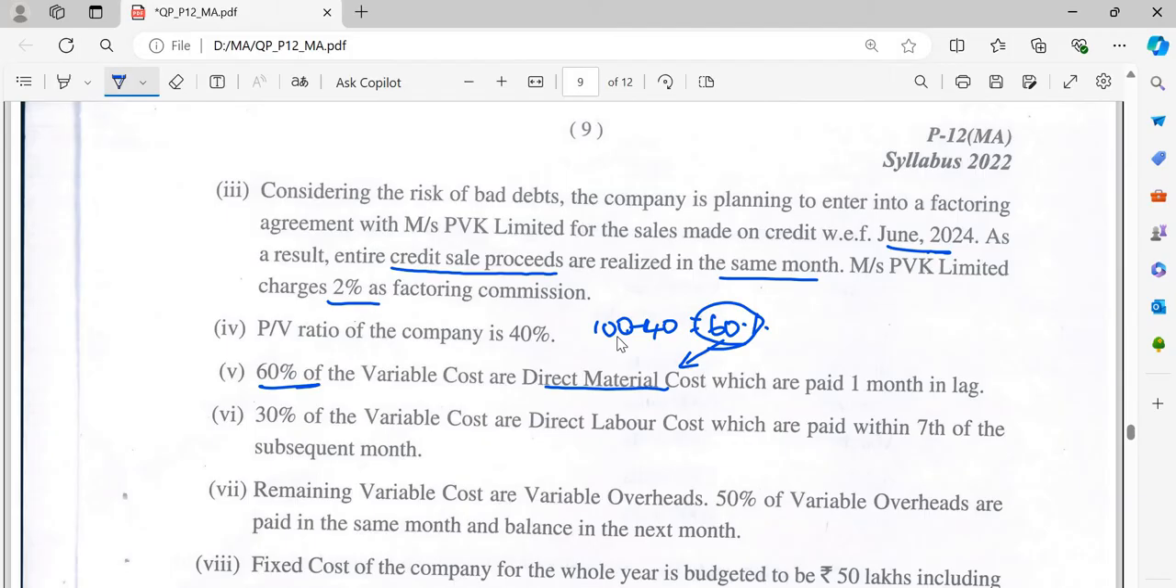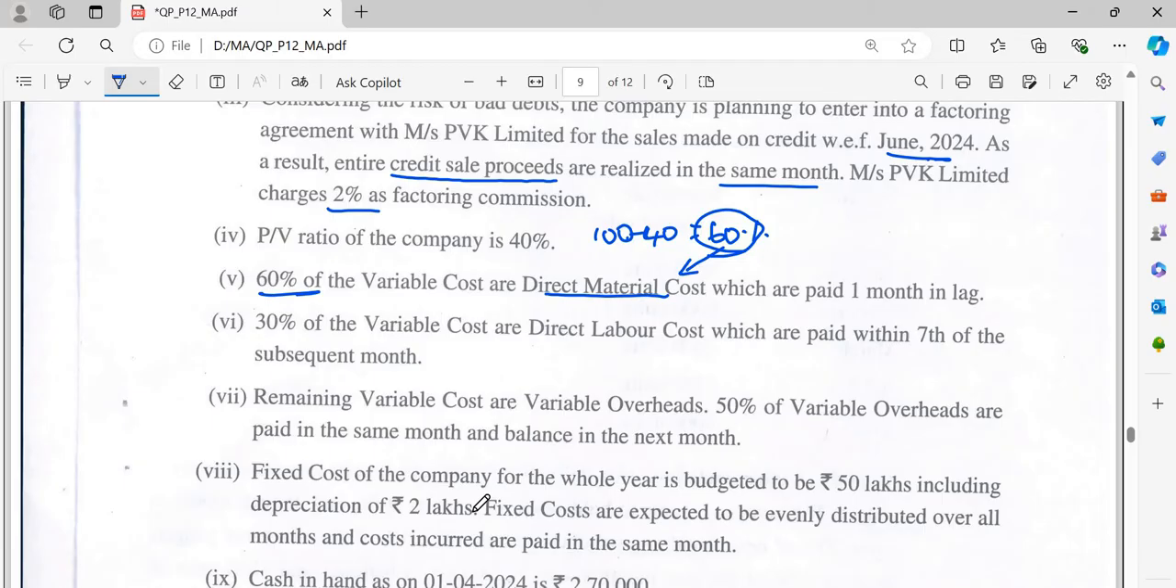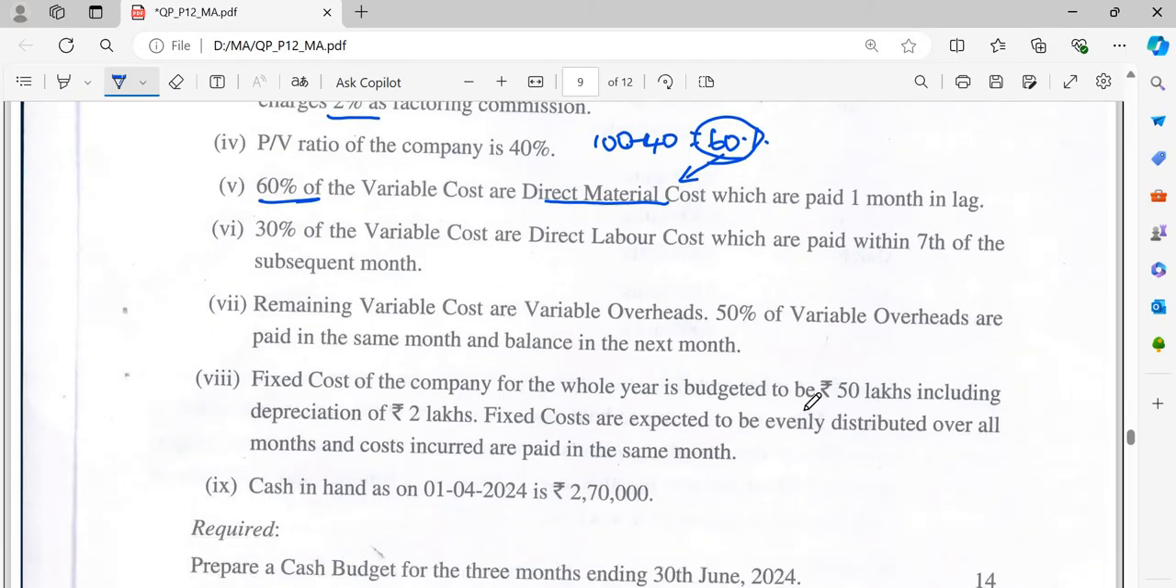So remaining, the factory variable overheads: 50% of variable overheads are paid in the same month and the balance in the next month. The fixed cost of the company for the whole year is budgeted to be 50 lakhs, including depreciation of 2 lakhs. Depreciation is a non-cash item, so since it is a non-cash item, we should not consider this in budgeting. So out of 50 lakhs, 2 lakhs is considered as depreciation.